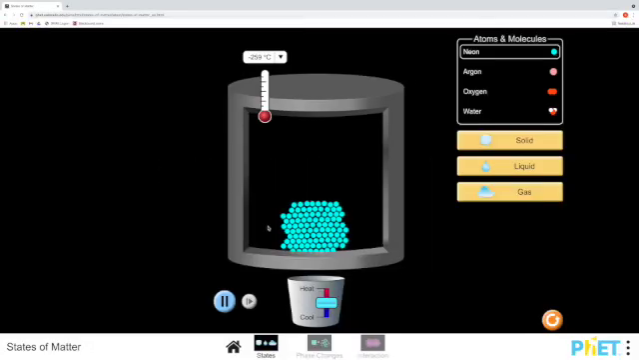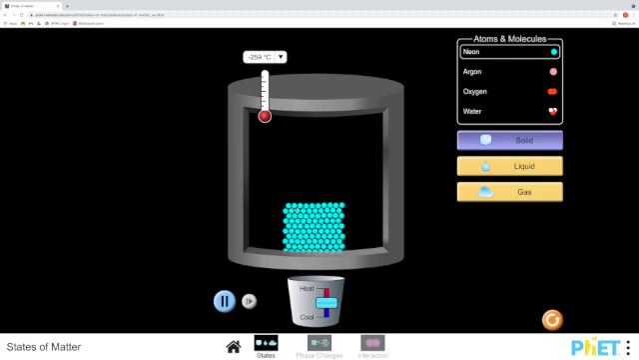We've got a container with a window in it, and inside is a sample of neon. And we're zooming in so much that we can actually see the individual atoms. That's what each of these blue circles represents. So right now we are looking at it in solid form. The atoms are very close together.